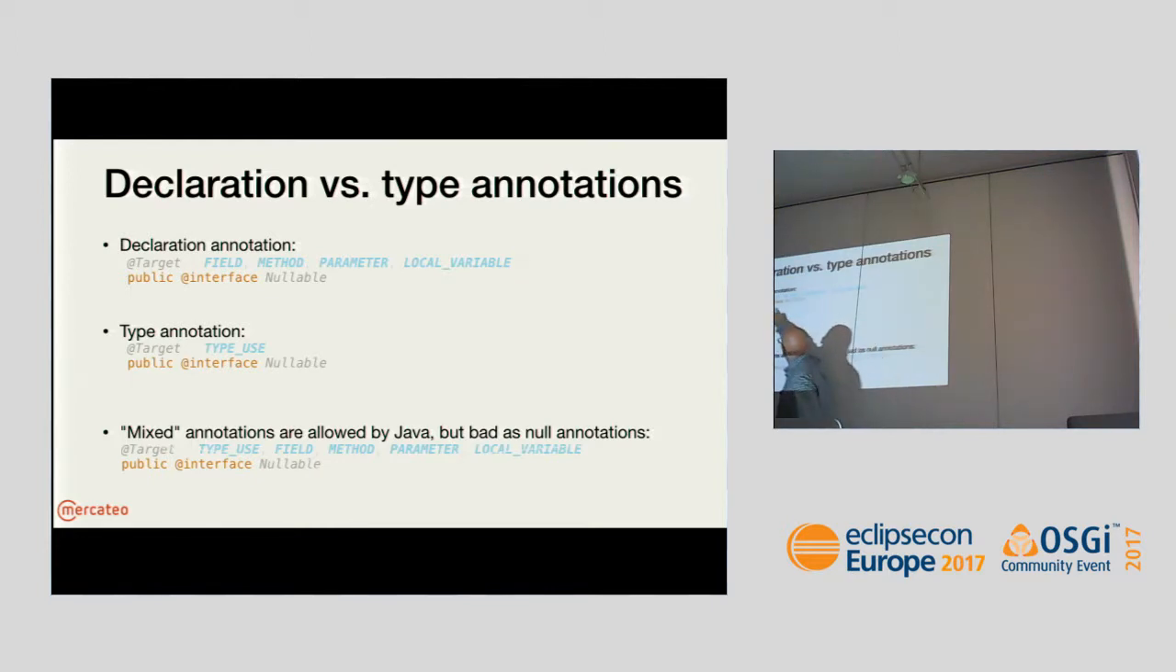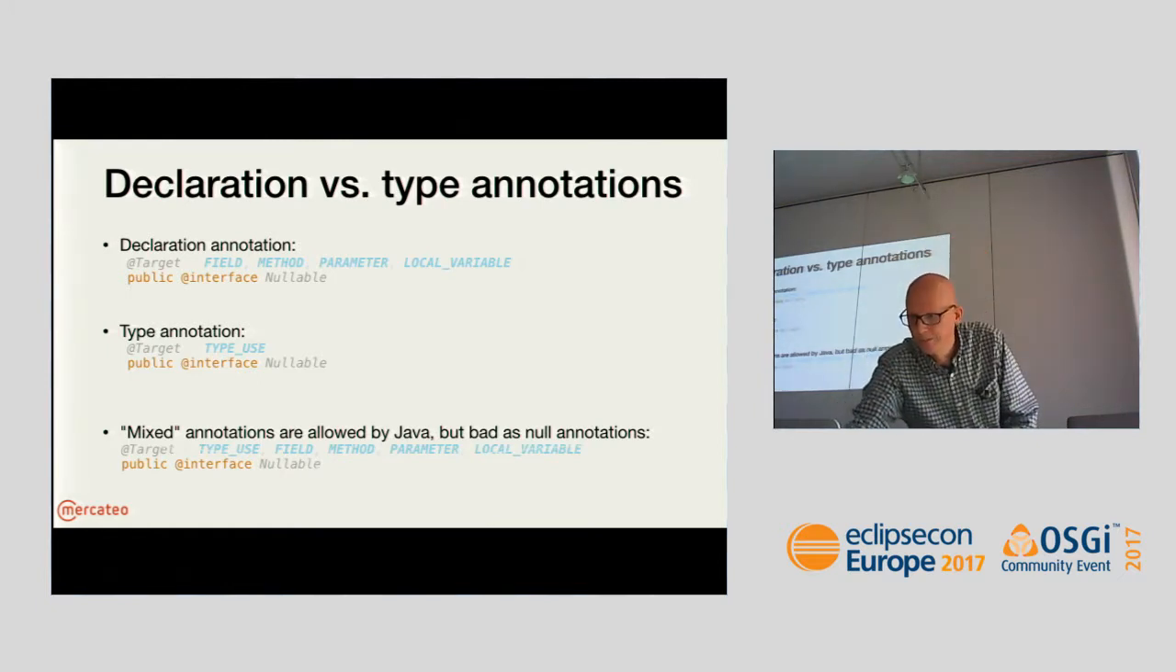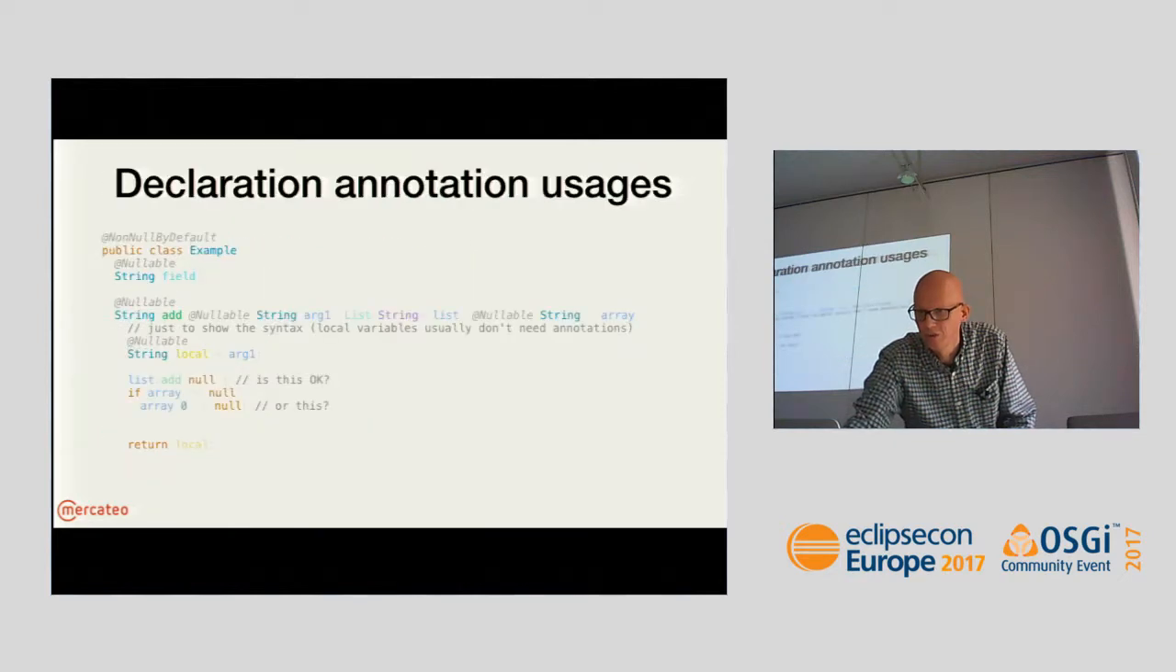You can also declare an annotation without specifying the target. This means all declaration positions, but not type use. Type use you always have to say explicitly for your annotation. And in theory, it's possible to have a mixed annotation, which you can put everywhere: field, method, parameter, local variable, type use. But don't do that because of the array syntax. This is a bad idea. They allowed it for some use cases which might need it, but null annotations is not a valid use case.